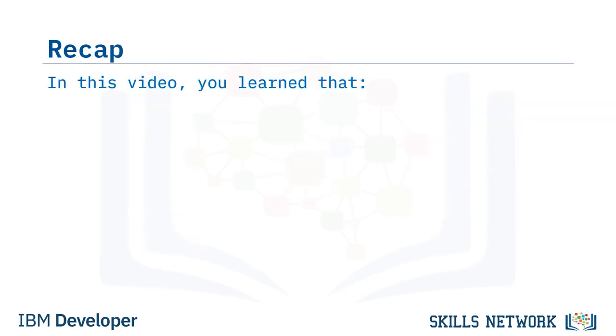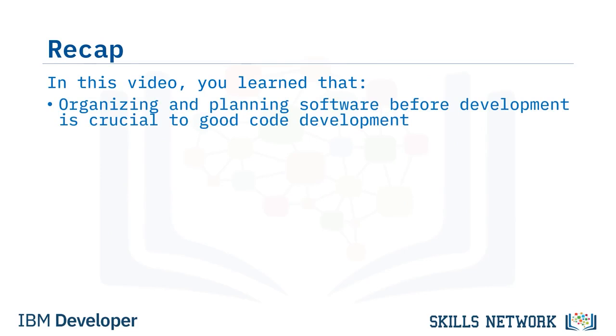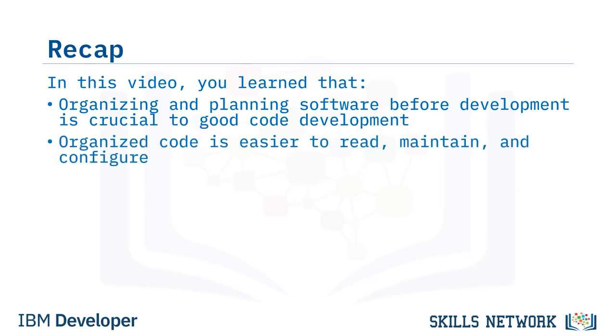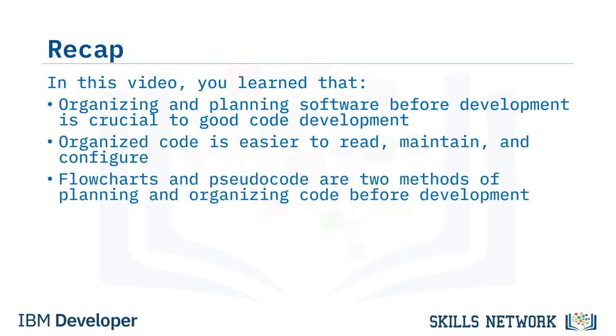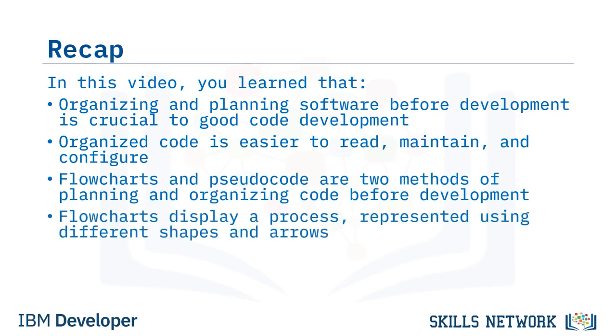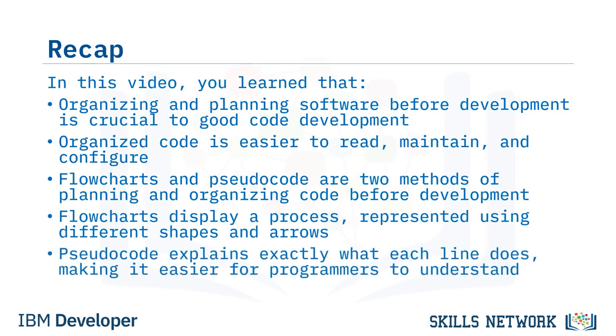In this video, you learned that organizing and planning out software design enables programmers to write cleaner and more reliable code. And organized code is very important from a readability, maintainability, and scalability standpoint. Two main methods of organizing and planning software code are by developing flowcharts or writing pseudocode. A flowchart is a pictorial representation of an algorithm, showing the steps as boxes of various kinds, connected by arrows that indicate their order. And the main goal of pseudocode is to explain exactly what each line of a program should do, making the code construction phase easier for the programmer.